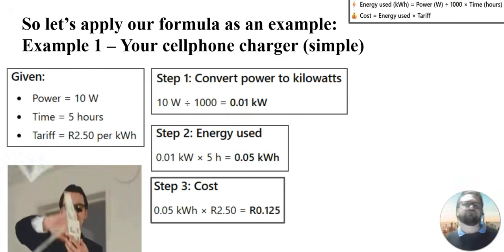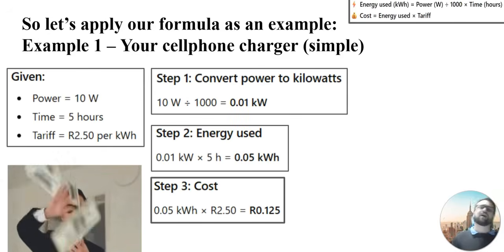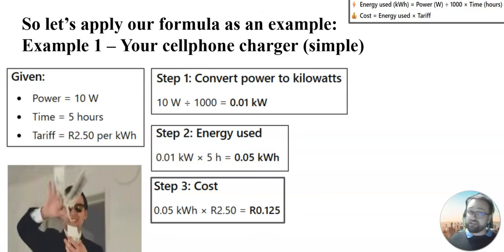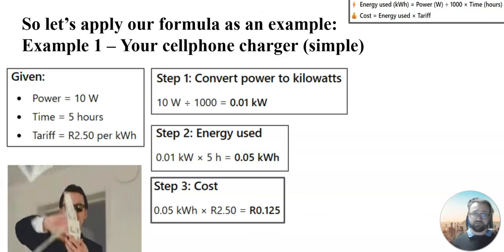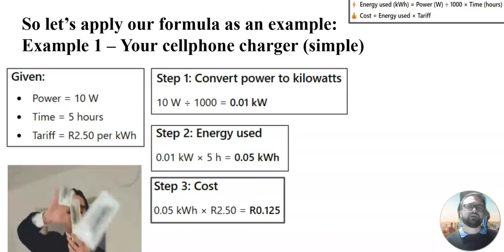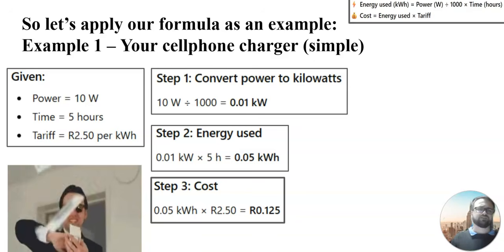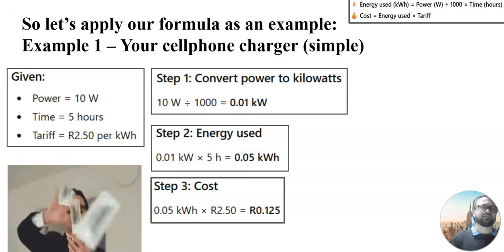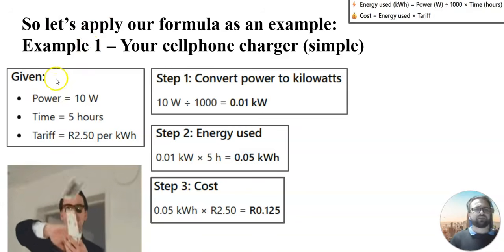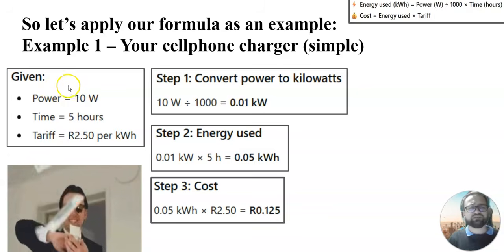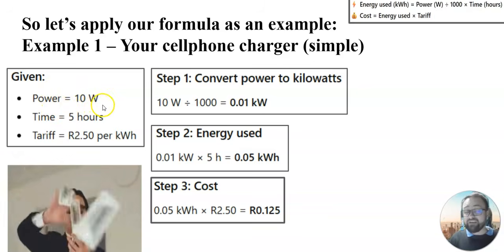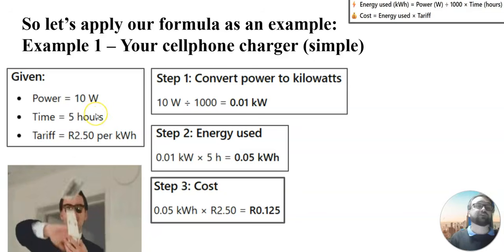So let's apply our formula as an example. Example 1, your cell phone charger. Here's my cell phone, plugging in my charger. We are going to look at what we are given. On the left hand side, have a look here. I'm giving you your power is 10 watts, your time is going to be 5 hours, and your tariff is going to be 2 Rand 50 per kilowatt hour.